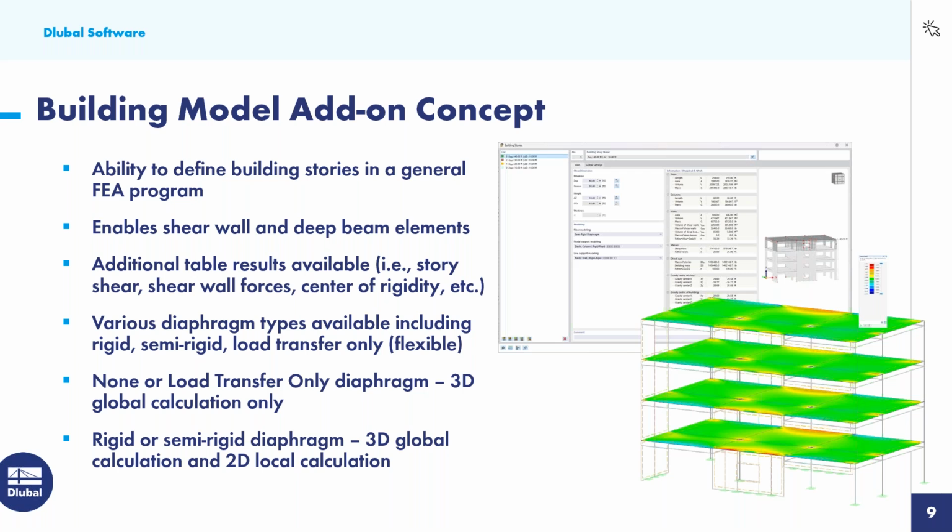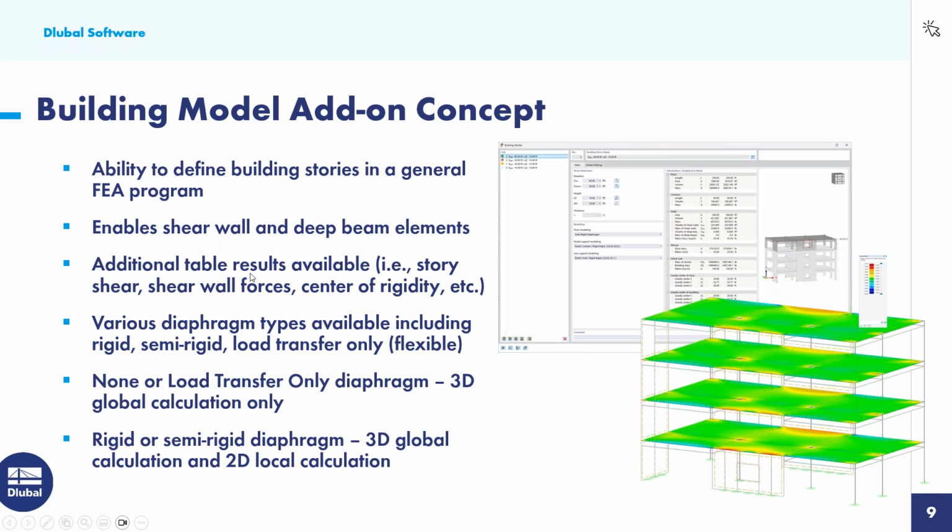So as mentioned, RFEM 6 is a general FEA program. We are not restricted to only building analysis and design. Rather, we can model tanks, silos, fabric tensile structures, maybe an FEA of a steel connection. Really anything is possible. But this building model add-on is releasing these building-specific features in this general FEA program, such as the ability to define stories. Now, we also have the option, which we'll see in just a minute, to define shear walls and deep beams.